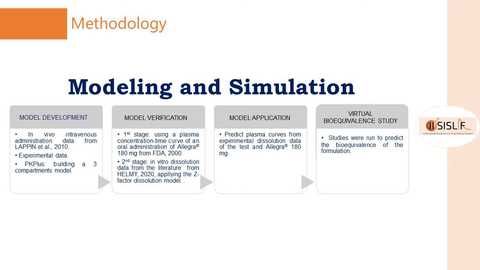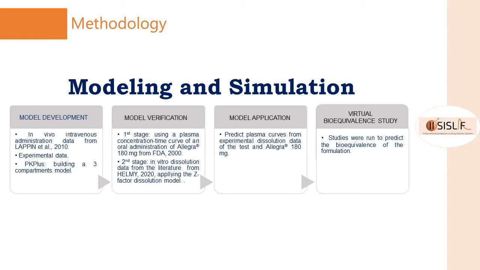The first one consisted of the model development using in vivo intravenous administration data from literature and experimental data to build a 3-compartment model. The model was double verified with data extracted from the literature, and the results obtained were a guarantee of reliability of the pharmacokinetic model developed. After the success of the verification, in silico studies were conducted.